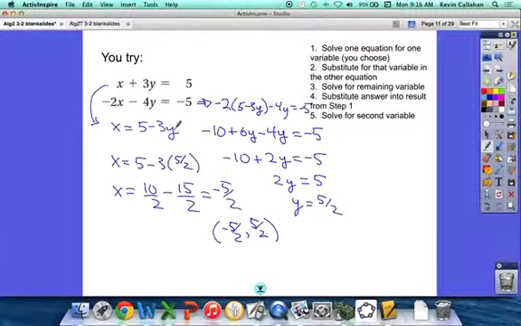So I put it in place of y, put the 5 halves. 5 minus 3 times 5 halves. Then 5 equals 10 halves. 3 times 5 halves is 15 halves. 10 halves minus 15 halves is negative 5.